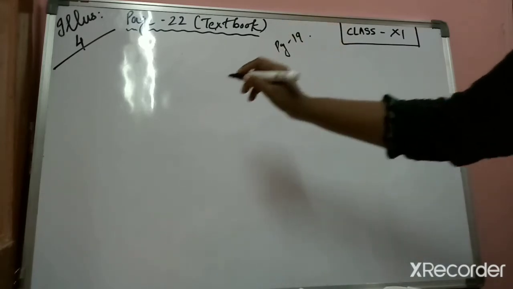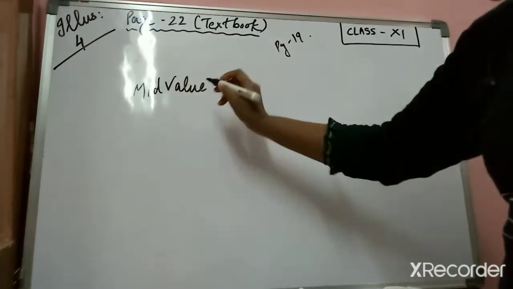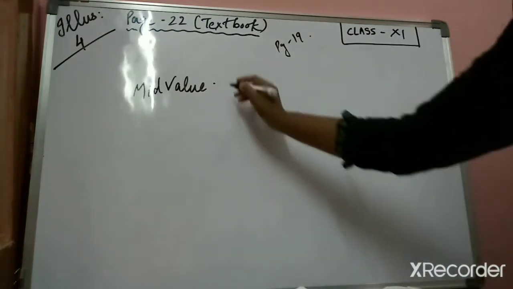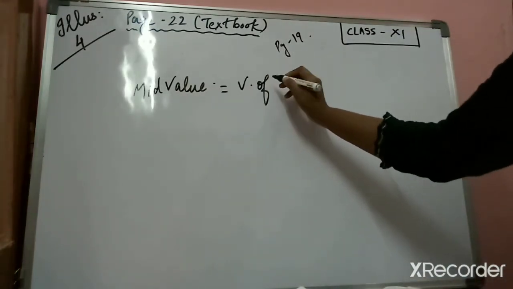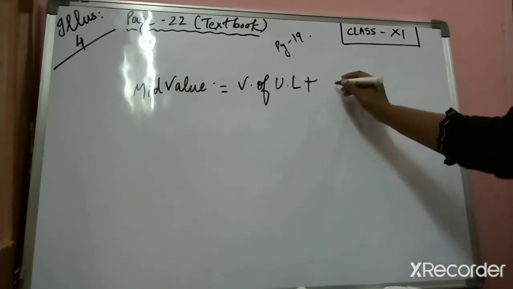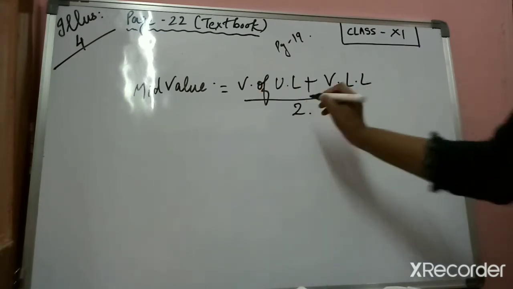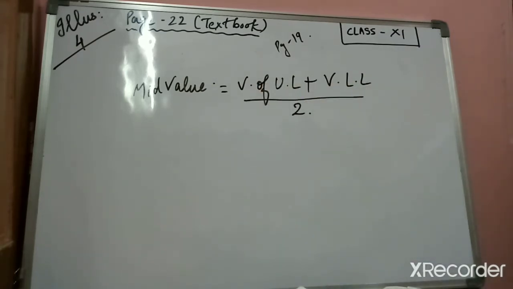Now what it is saying, mid value of a class is equal to value of upper limit plus value of lower limit divided by 2. Clear? So this is the formula that has been given to you. So now let's do it.